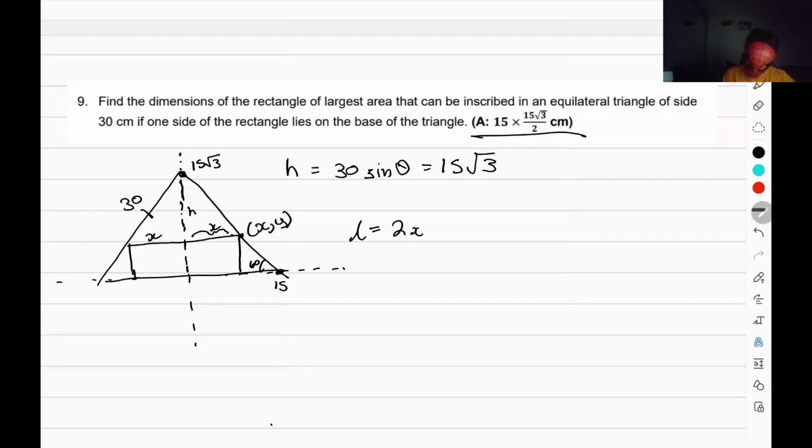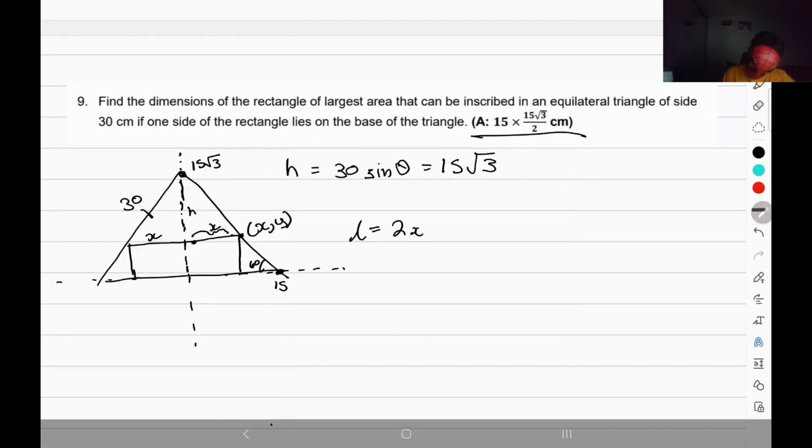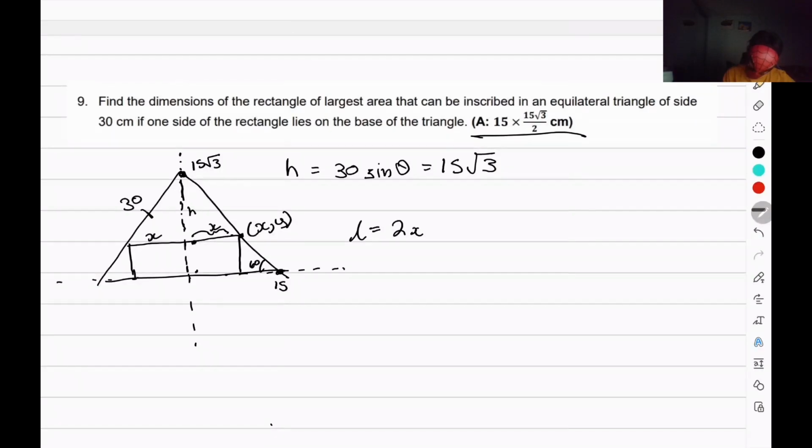Now what does the y represent? The y represents the height from here to here, so basically the width of this rectangle. So the width is equal to y. Now what is y in terms of x? Because we need one variable to optimize, right? So we can find the slope of this line and call it y. Not the slope, the equation of the line.